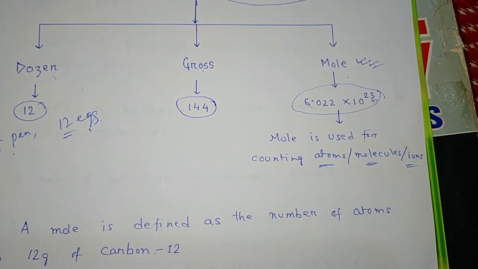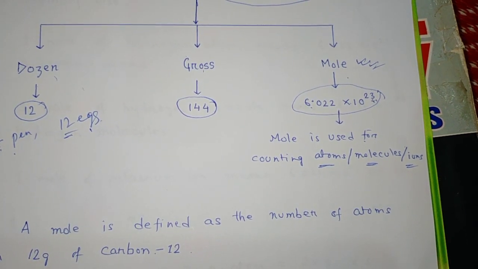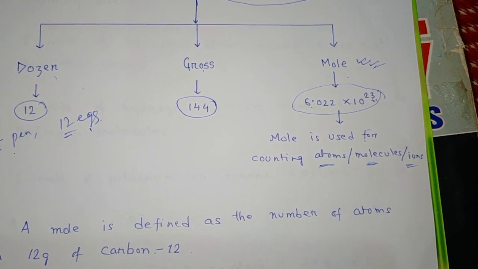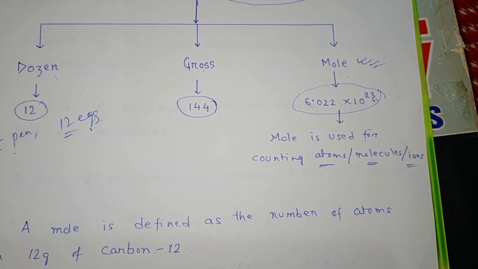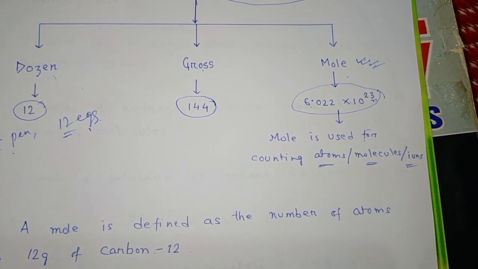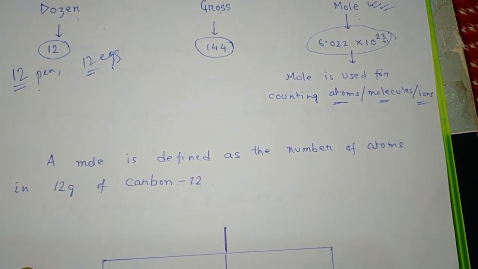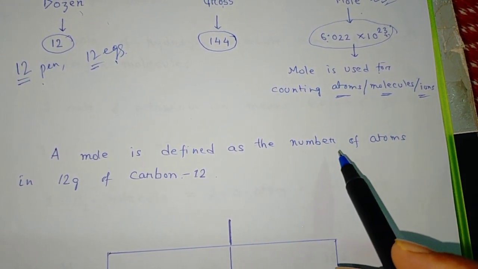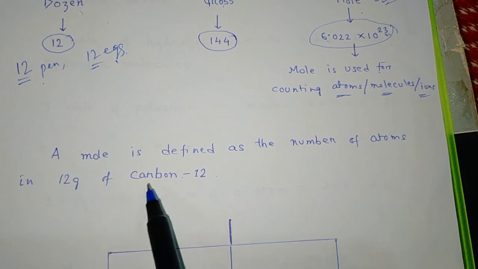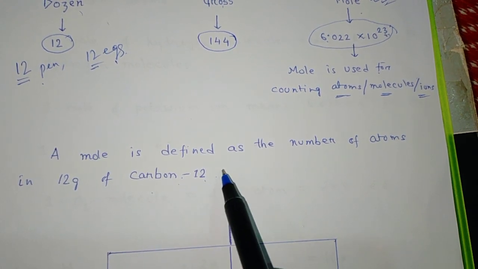Now we have introduced the mole, students. Like dozen, like gross, mole is another unit of number, for counting numbers. A dozen means 12, gross means 144, and like that a mole means 6.02 × 10^23. This huge number. So the actual definition of mole is that a mole is defined as the number of atoms in 12 gram of carbon-12.